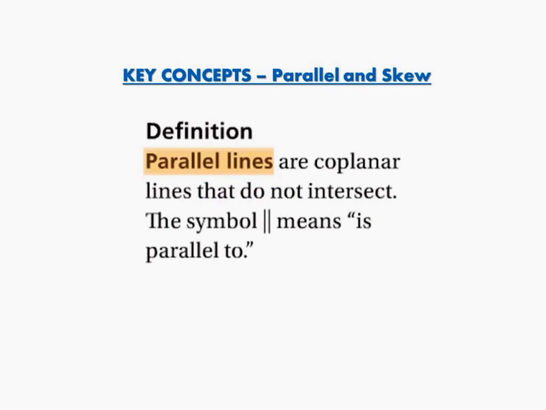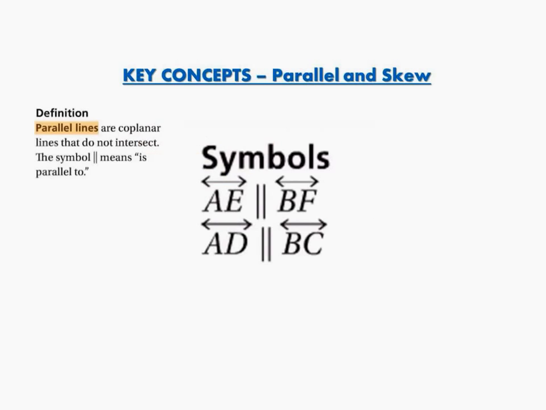Parallel lines are coplanar and they do not intersect. The symbol that you see, two lines, means is parallel to. These are the symbols that we would use and how we would read them. This first one is line AE is parallel to line BF. And the one below is line AD is parallel to line BC.